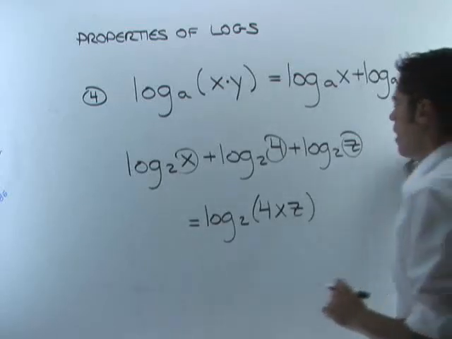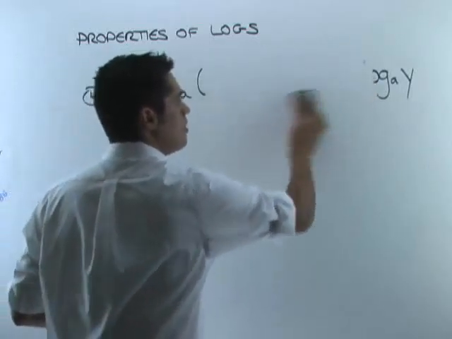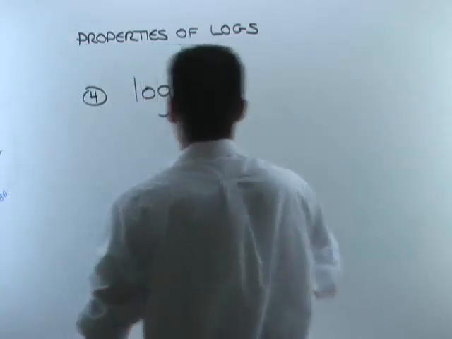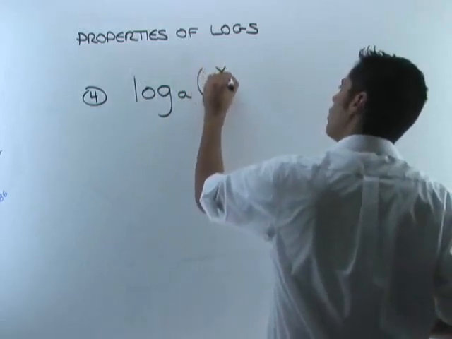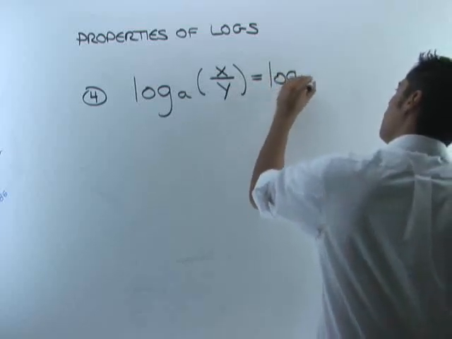Okay, now let's move on to our next property. Our next property has to do with, instead of multiplication, division. So we saw that multiplication became addition. Division is going to become subtraction.